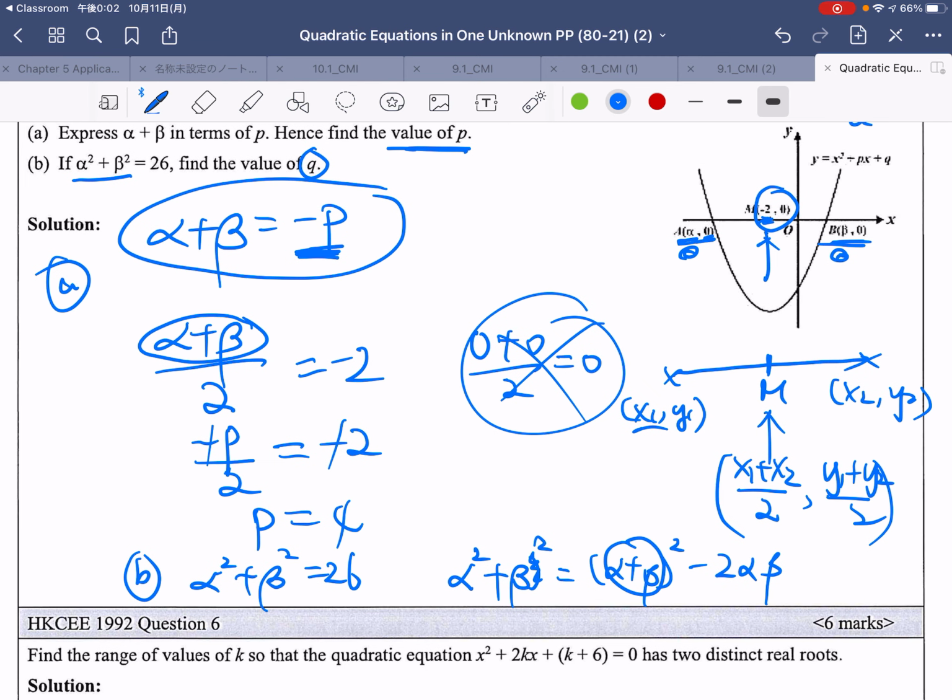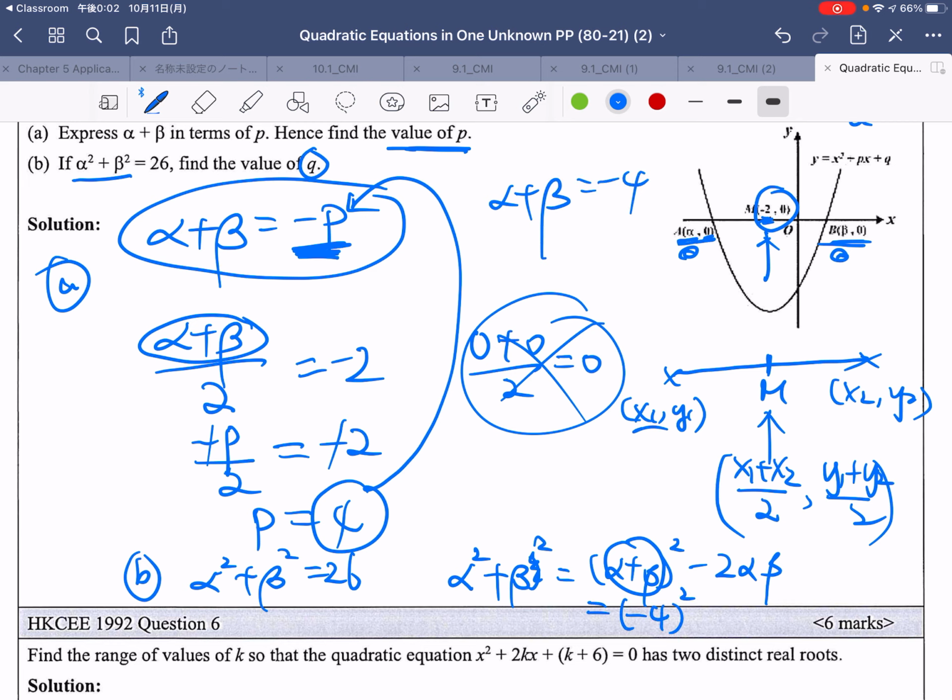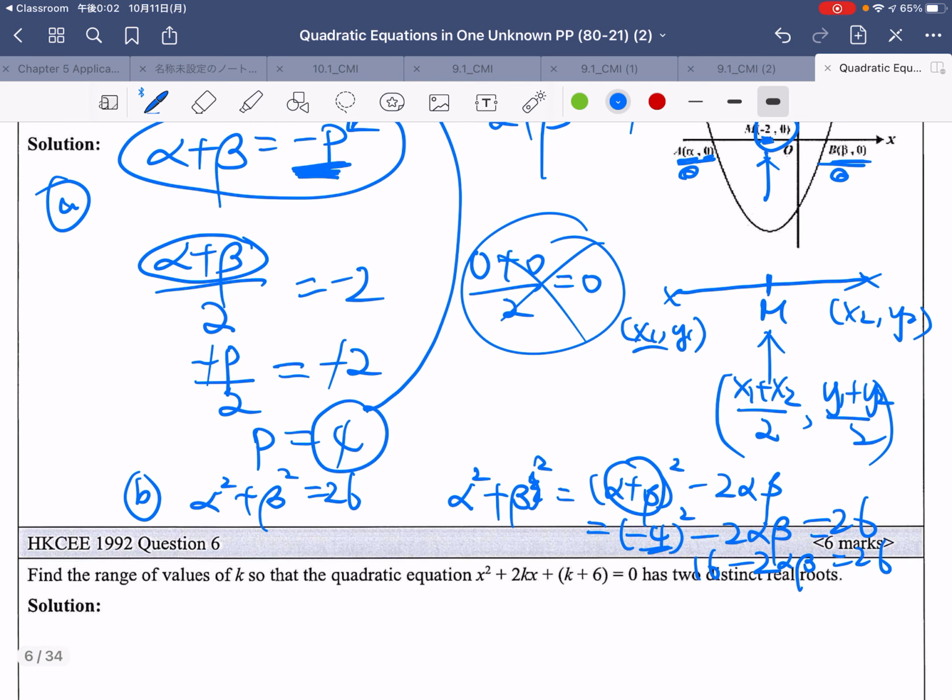You have the sum of roots. The sum of roots is negative p. Because p is 4, you put back 4, so the sum of roots is negative 4. So (negative 4) squared minus 2 alpha beta equals 26, as given by the question. So this is 16. 16 minus 2 alpha beta is 26. Negative 2 times alpha beta equals 10. Alpha beta equals negative 5.